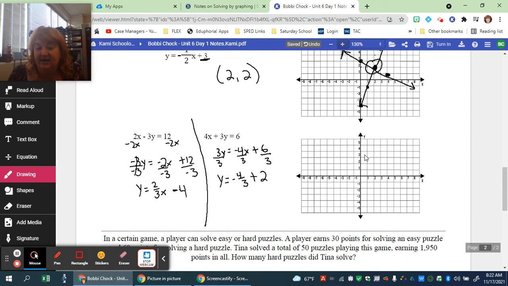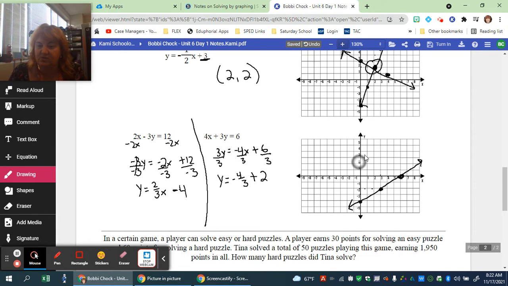I can start on negative 4 and go 1, 2, 1, 2, 3. All I'm doing is the rise over run. 2 up, 3 over. So I have this. And now let's do the other one.